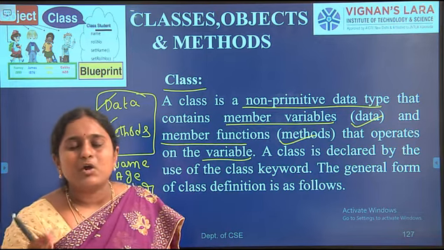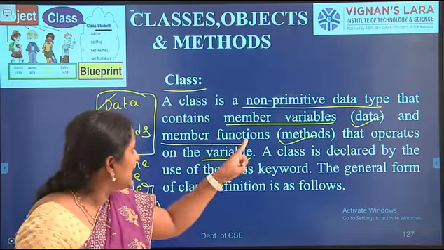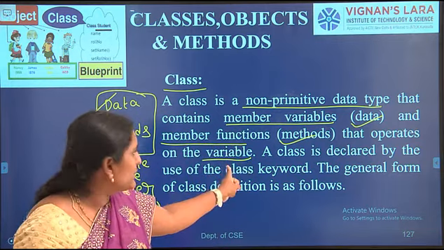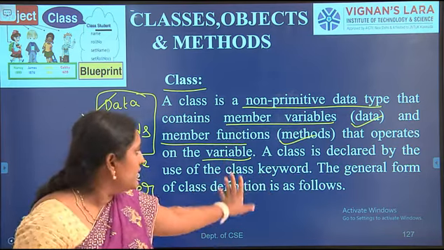Class is a non-primitive data type. Class contains only two parts. Data means it is also known as member variables, and methods means member functions, that operate on variables.